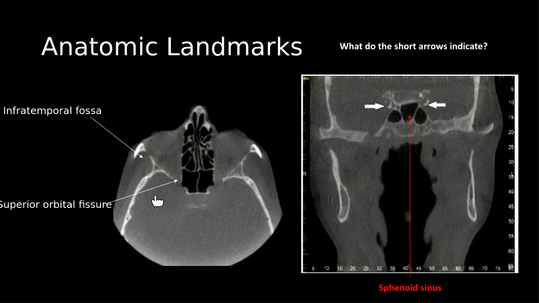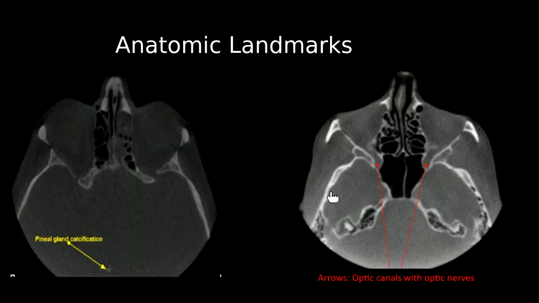And also, this is the superior orbital fissure. That's the infratemporal fossa, and that is the sphenoidal sinus. Please know that this is your exam question, the sphenoidal sinus. And you tend to see a lot of calcification in the pineal gland. These are called pineal gland calcification.